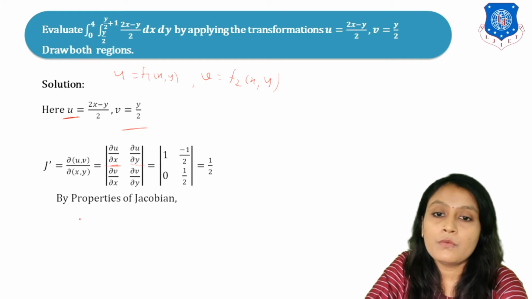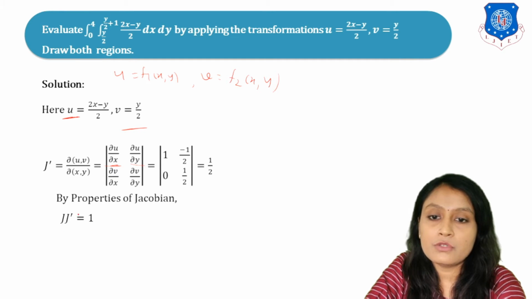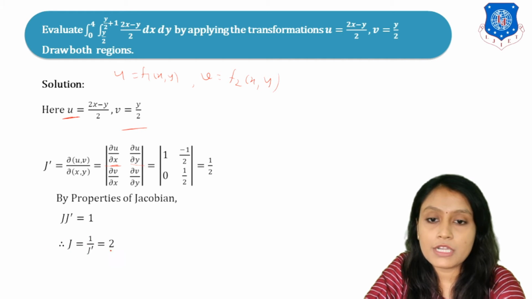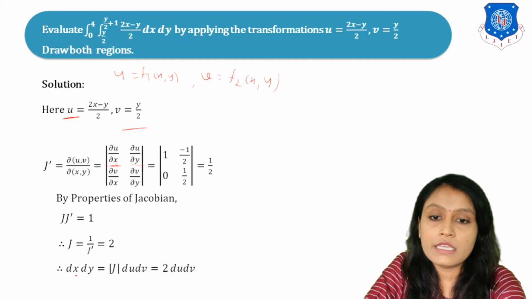Now we know this property that J into J dash is equal to 1. So your J is 1 upon J dash, and that is equal to 2. So this dx dy will change to mod J du dv, and the answer of J is 2. So it will become 2 into du dv.